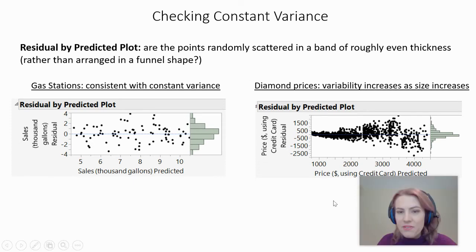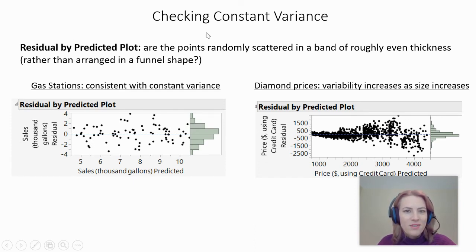On the right, I have an example of a data set that violates this condition. This is predicting the price of a diamond based on the size. As we go across the plot, it gets thicker. It starts really close together and then it gets farther apart. So I call this a funnel shape. The variation over here is small. The small diamonds are all generally pretty similar in price. But as we get to the larger diamonds, the prices become a lot more variable. So this would violate the assumption of constant variance.